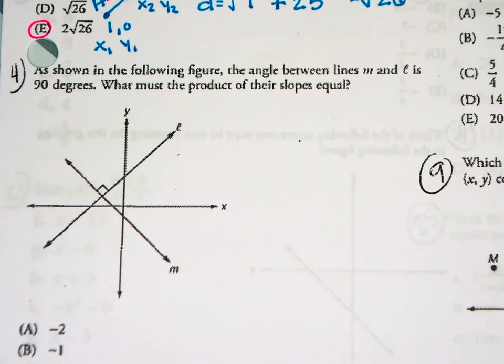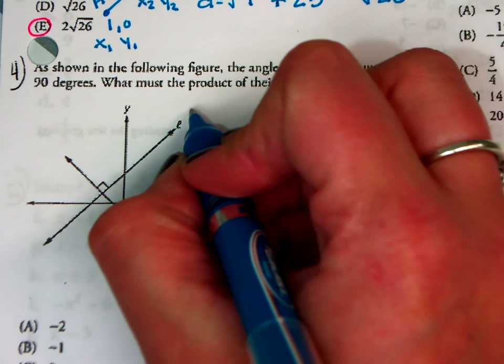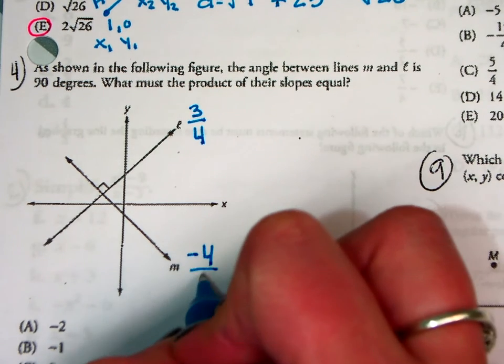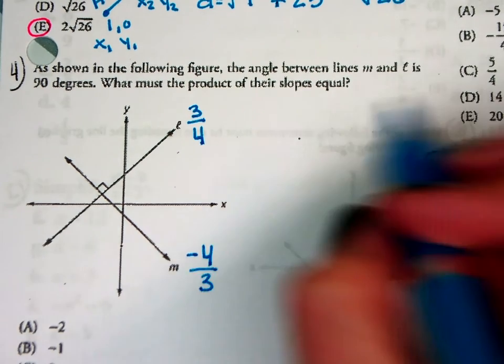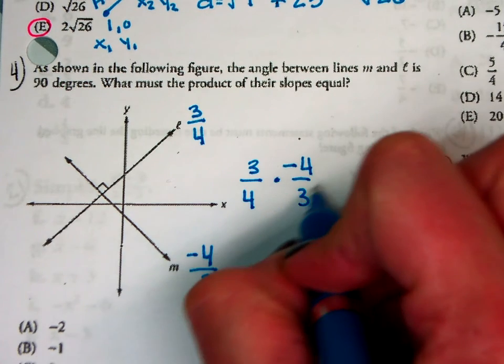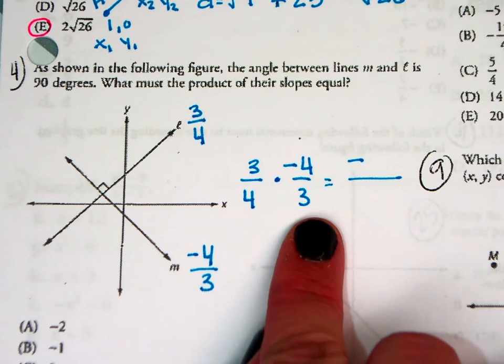Number 4, as shown below, M and L form 90 degrees. What is the product of their slopes? Here's the thing about this problem. These lines are perpendicular, so it really doesn't matter what their slopes are, but we do know that they should be opposite reciprocals. So I'm just going to make this slope 3 over 4. The perpendicular slope to 3 over 4 would be -4 over 3, opposite reciprocal. So when I multiply 3 over 4 times -4 over 3, we know that the fraction is going to be negative because this is positive times a negative.